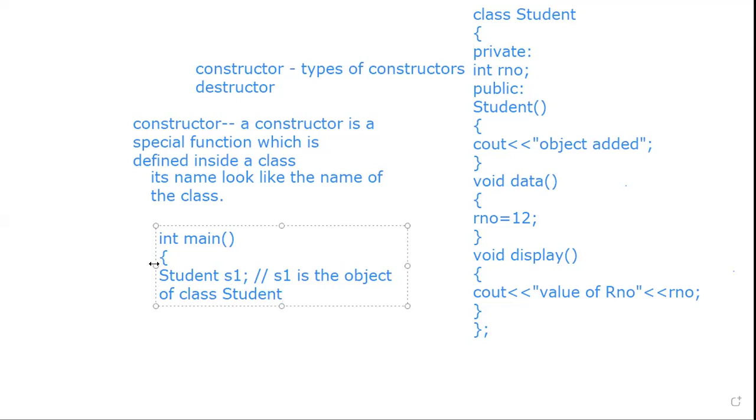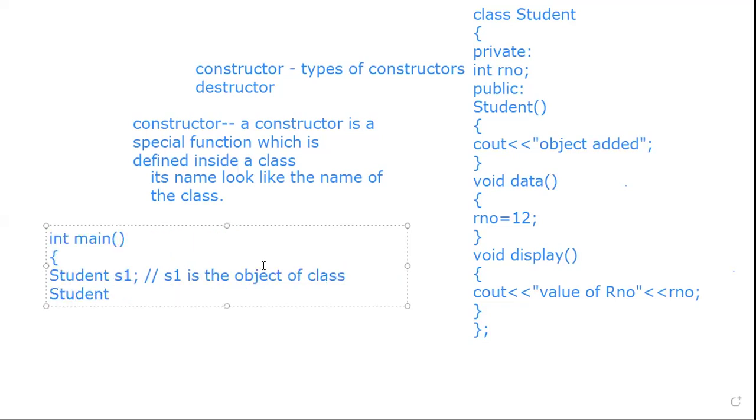Right? So this is the object of the class student. Now, I have defined the object. So what is the concept of constructor? The constructor is a special function which can be defined inside the class and it has the same name as the class name. And one thing you have to remember, whenever the object is created, automatically the constructor will be invoked. Means it will come into action.